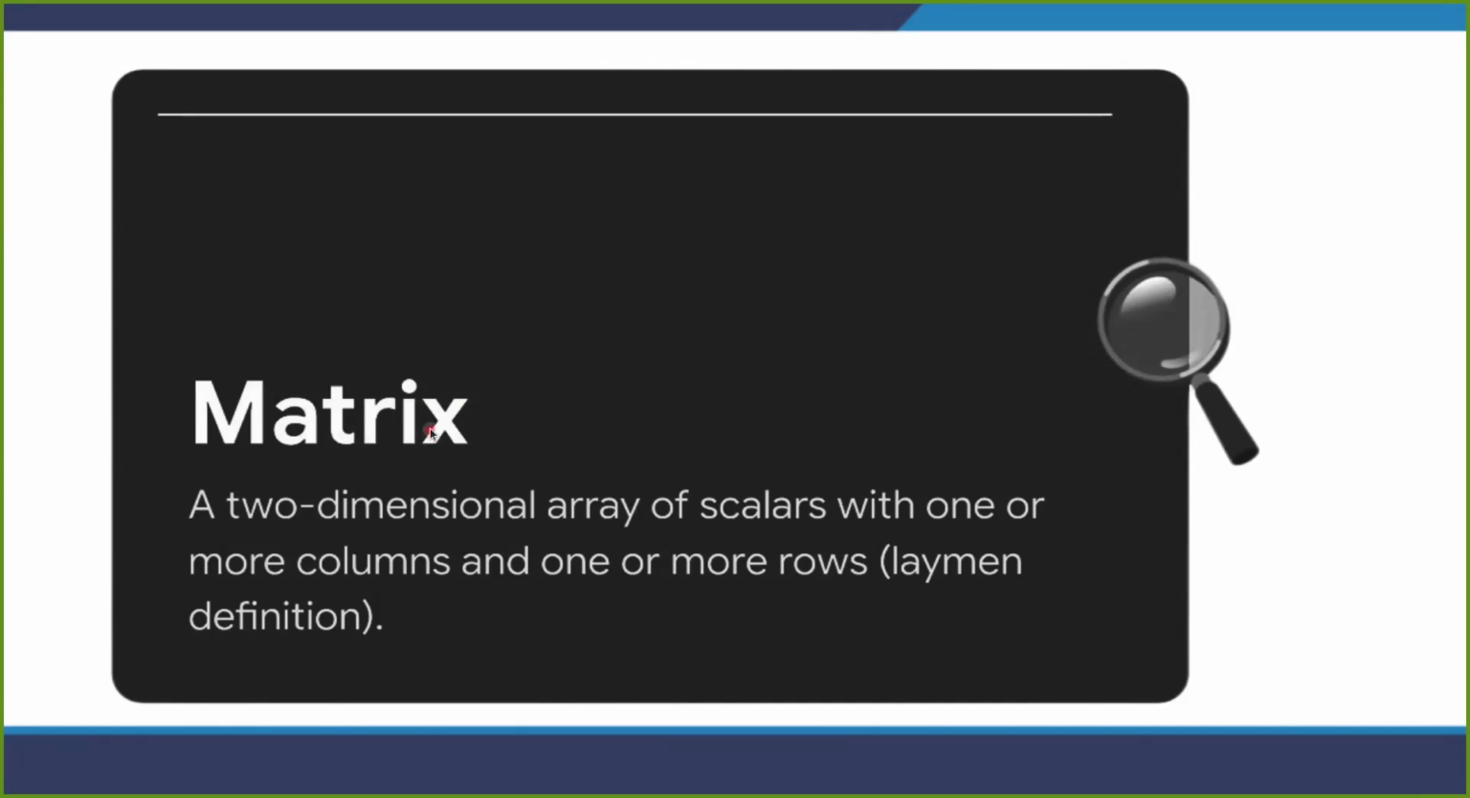So what is a matrix? Matrices is just the plural term. A matrix is a two-dimensional array of scalars. Scalar is just a fancy word for numbers or constants. So it is a two-dimensional array of scalars, with one or more columns and one or more rows. This is just the layman definition. The formal definition is a bit different, but you can get the gist of a matrix from this.